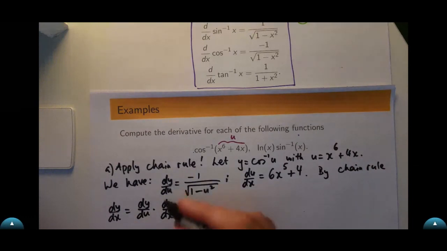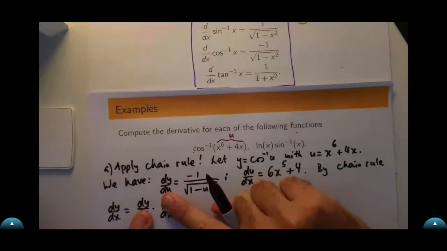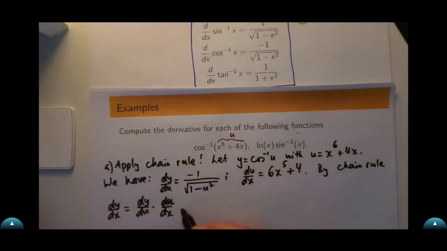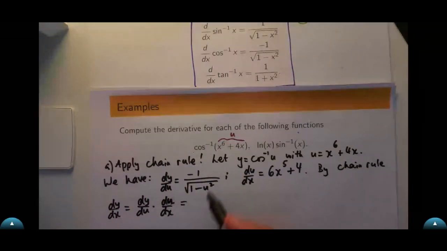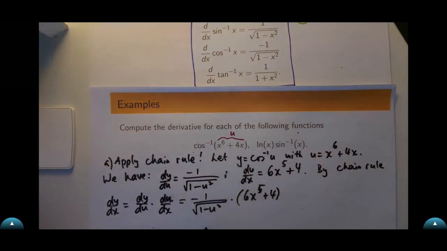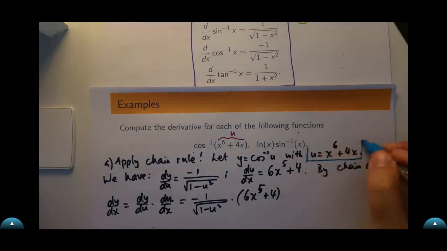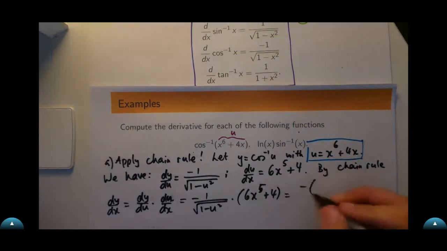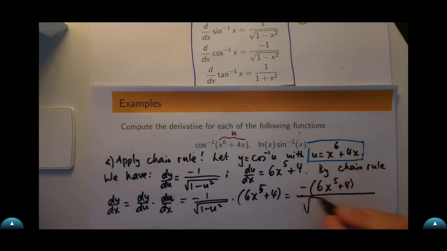So by the chain rule, you've got something like this. Remember that this is a u here. So you're going to get this over here times all of this. And what we would like to do is express this all in terms of x. So we can take this substitution back and put that into there.